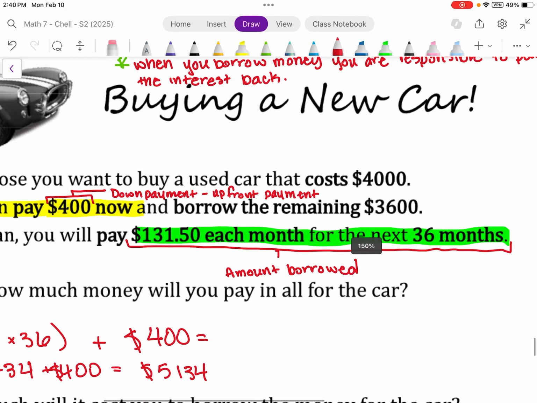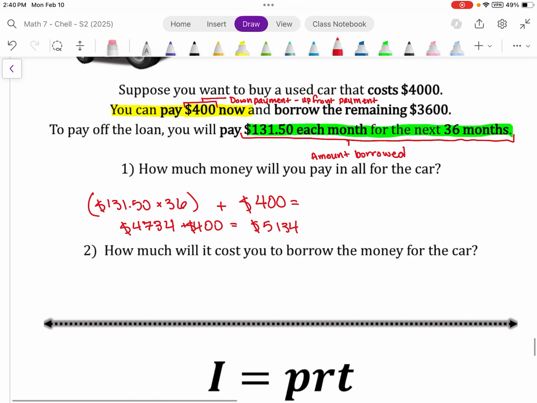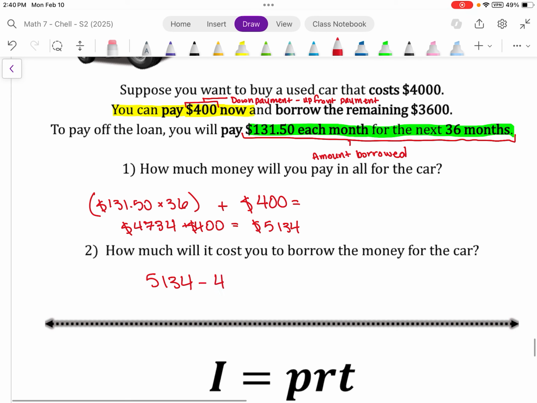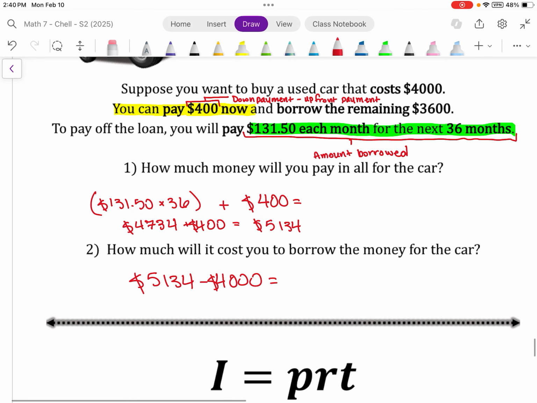for our vehicle. Now we're gonna see why, okay? So how much will it cost you to borrow the money for a car? So remember, we borrowed money, so we're gonna pay interest. So we're gonna see how much more we paid than we needed to, okay? So we know we paid $5,134 with our loan. We know the car originally cost $4,000. So let's subtract that together, okay? So at the end, we're gonna get $1,134.